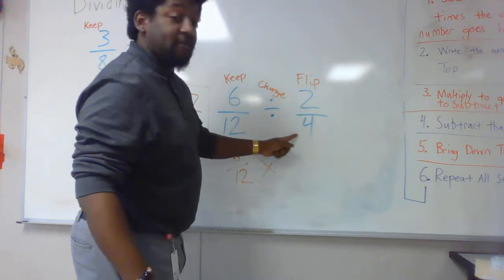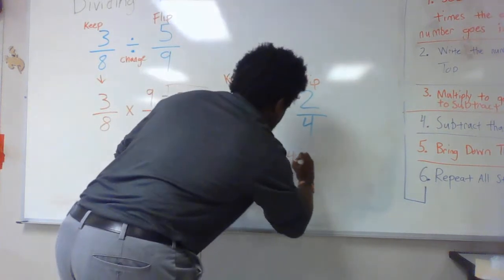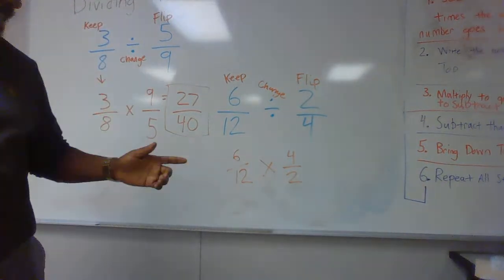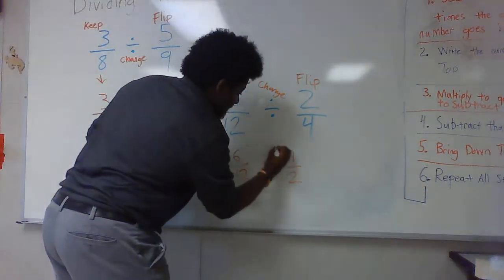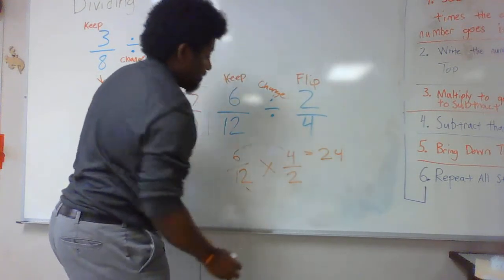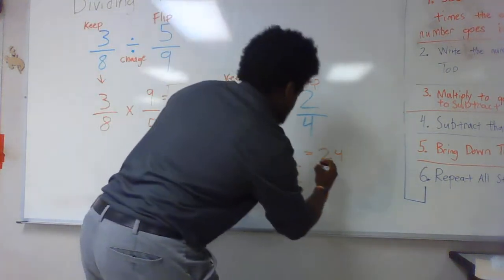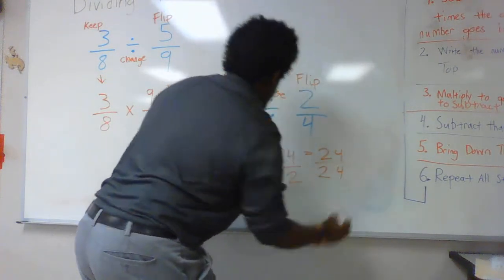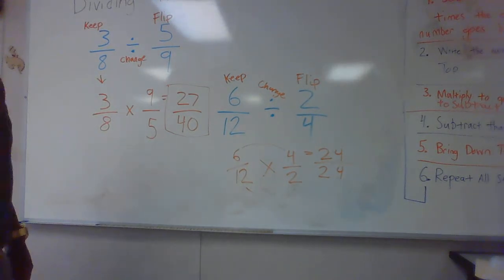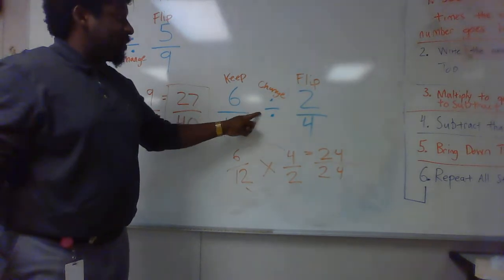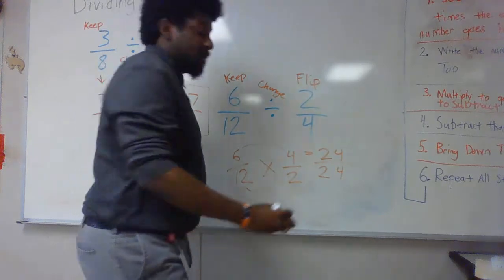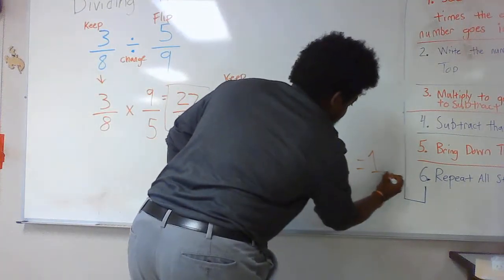I had 2/4. Now I make it 4/2. Now, hey, easy multiplication problem. 6 times 4 is 24. 12 times 2 is also 24. So 6/12 divided by 2/4 actually equals 24/24, which hopefully we know is actually just 1 whole.